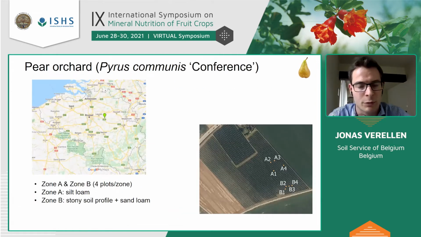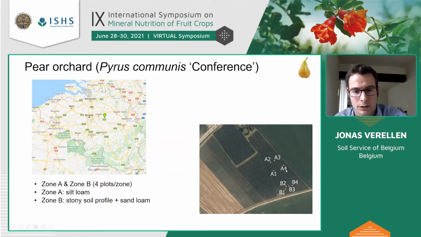First of all, I'm going to spend some words about the orchard itself. It was located in central Belgium, near Brussels. It has 2 zones, Zone A and Zone B, with each 4 plots. Zone A had a more silt loam soil texture, while Zone B had a more stony soil profile and a sand loam soil texture.